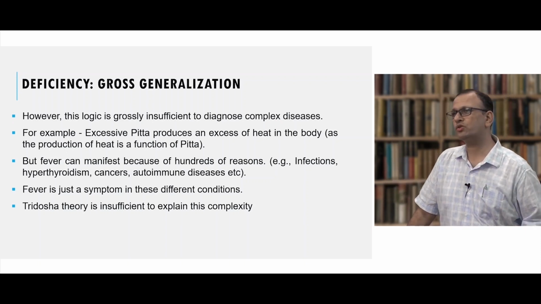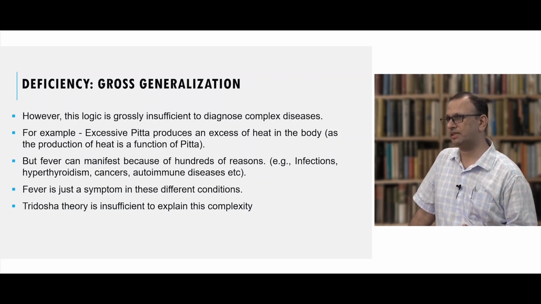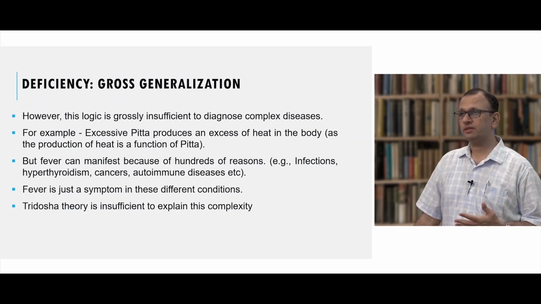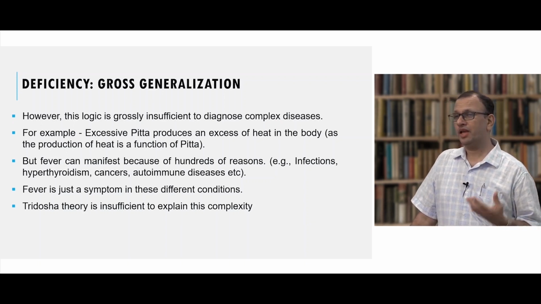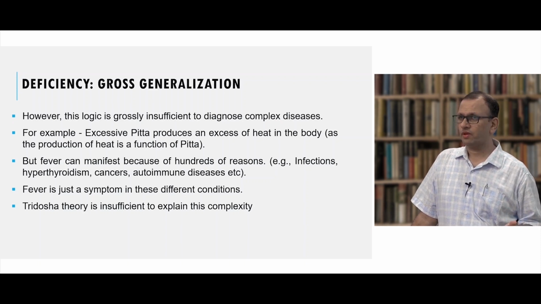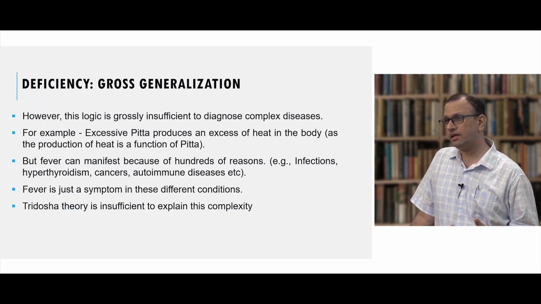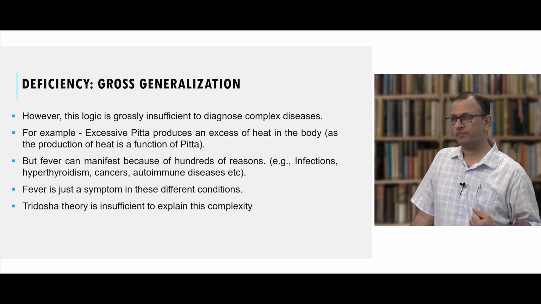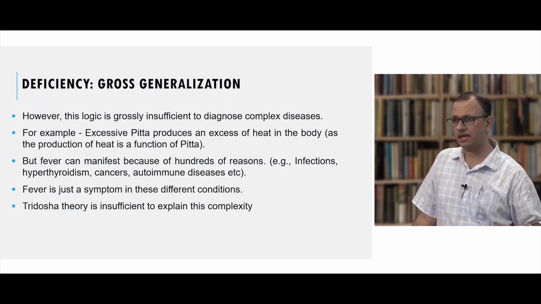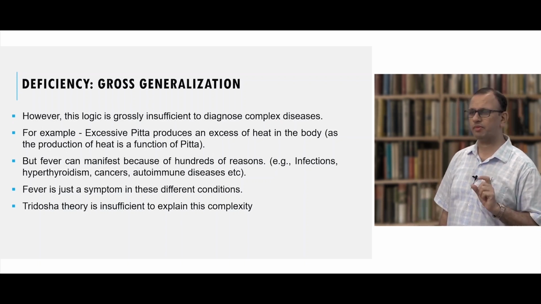For instance, excessive pitta produces an excess of heat in the body because the production of heat is the function of pitta. But fever can manifest because of hundreds of reasons. For instance, infections, hyperthyroidism, cancers, autoimmune disorders, and so on. And in all such conditions, fever could be just a symptom or a sign, right? And Tridosha theory is insufficient to explain this complexity. Simply by saying that there is an increase in pitta and therefore there is a fever or jvara, this will be gross generalization. This is the example for gross generalization, right? This is the problem with Tridosha theory.